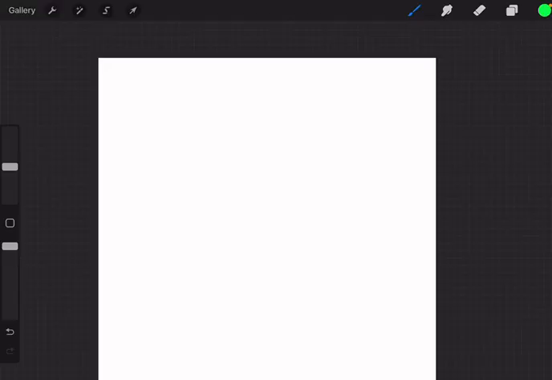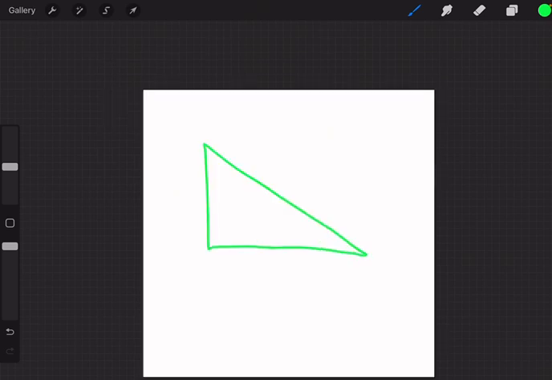Okay, let's move on to 30, 60, 90 triangles. Now these are going to be a little bit different because you need to identify some parts of the triangle before you even start trying to find out the different sides. Let me draw our triangle.